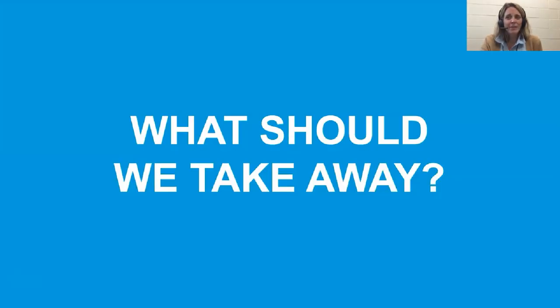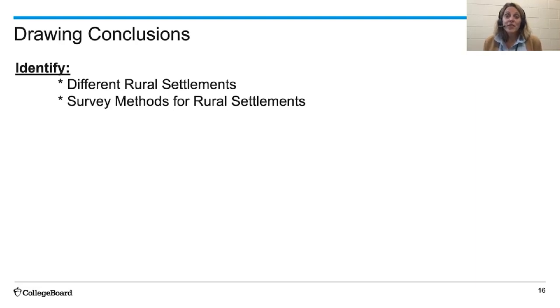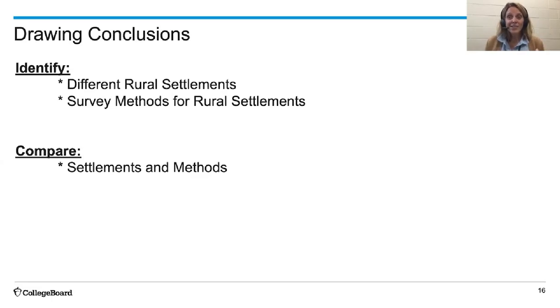So what should we take away? Well, the first thing is we need to be able to identify. Can you identify clustered, dispersed, or linear settlements? Can you identify survey methods, metes and bounds, township and range, long lots? But it's more than that. Are you able to compare? Are you able to talk about when I see the long lots, that I also am seeing a linear? When I'm seeing the township and range, that I'm seeing dispersed?